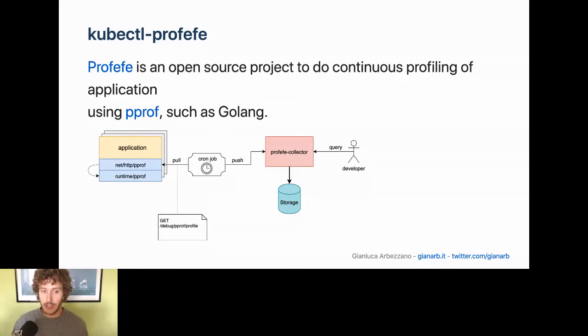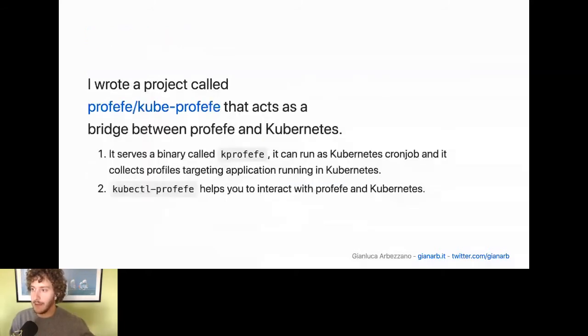And I wrote a kubectl plugin that helps you to interact with Profefe and Kubernetes itself. The end goal for me was, I want to know the IPs, I want to know all the pods that need to be scraped and all that stuff. I mean, I can do that manually. I can do kubectl get pod -o wide, get the IPs, list all the IPs and fetch with Profefe, but that's a lot of work. I want to do it better.